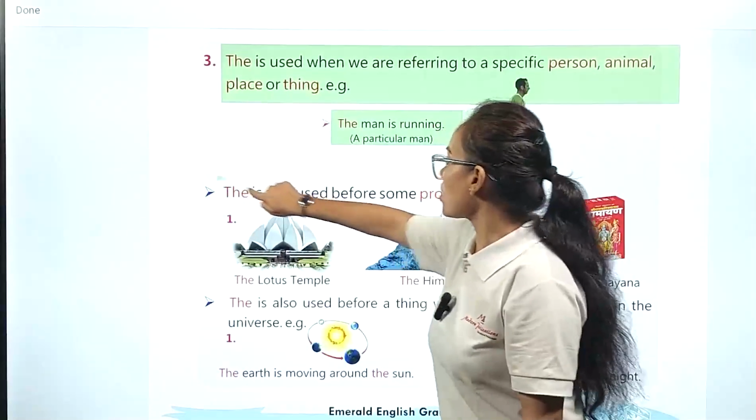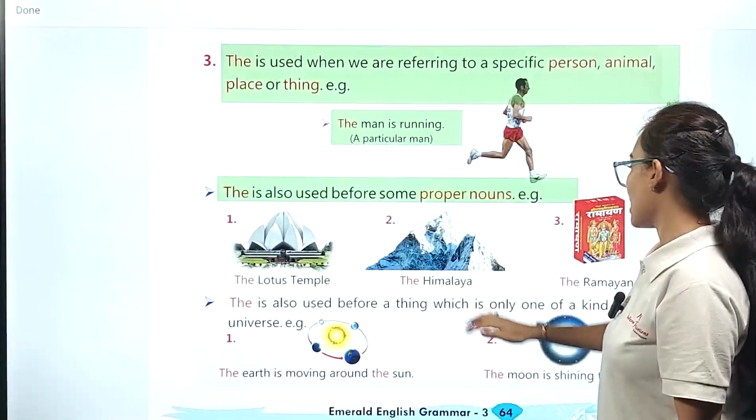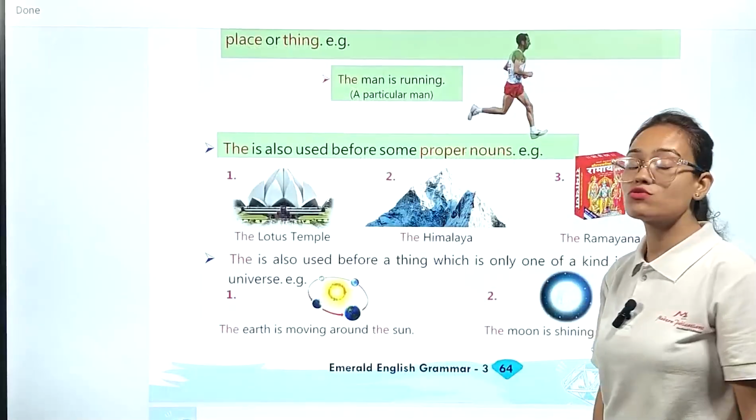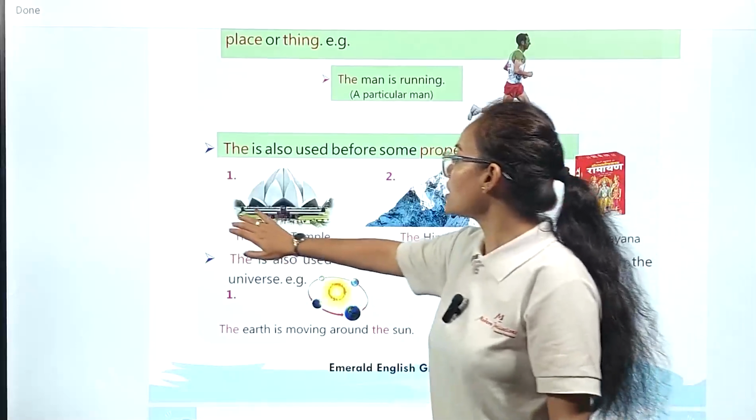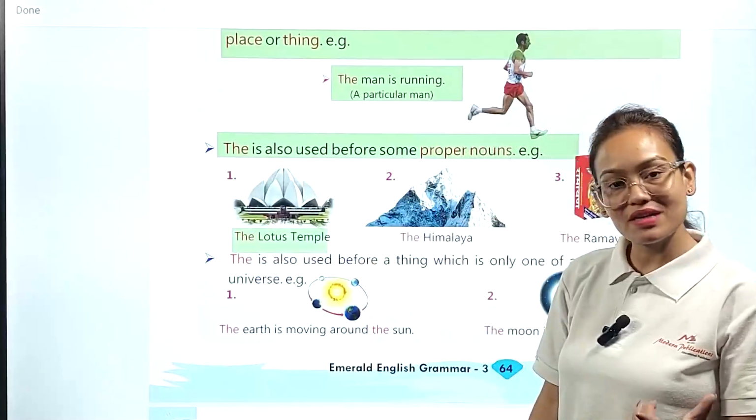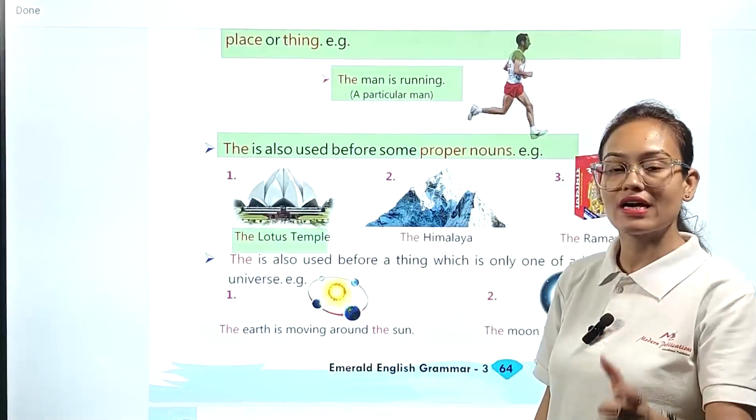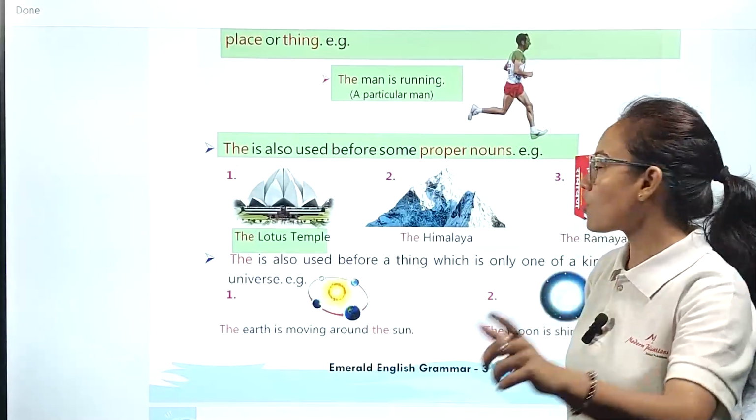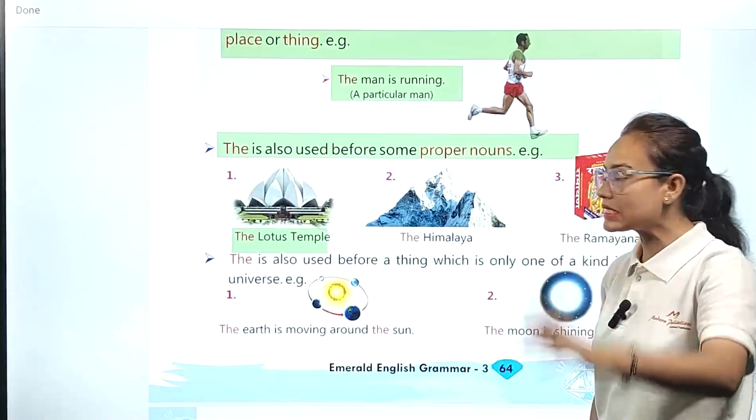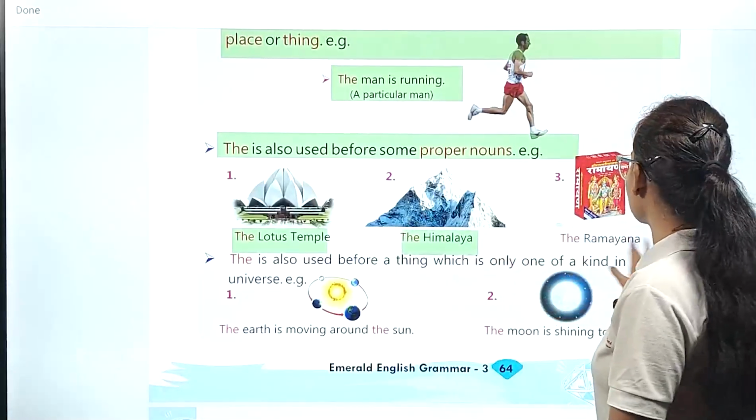The is also used before some proper nouns. Okay, the is also used, my dear student, in the case of some proper nouns. Okay, like the Lotus Temple. Lotus Temple is a proper noun, that's why we use the here. That's why before Lotus Temple we use the article the. The Himalayas, the Ramayana.